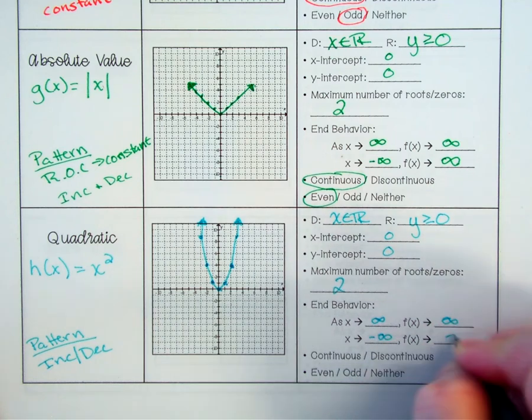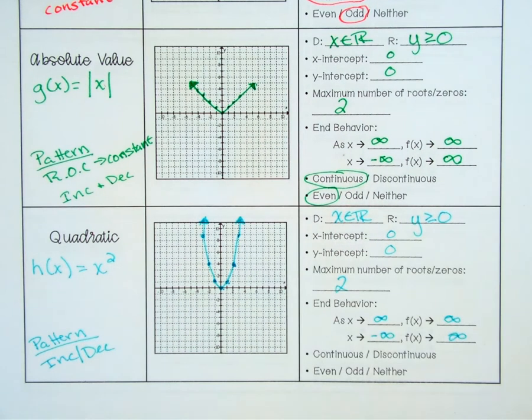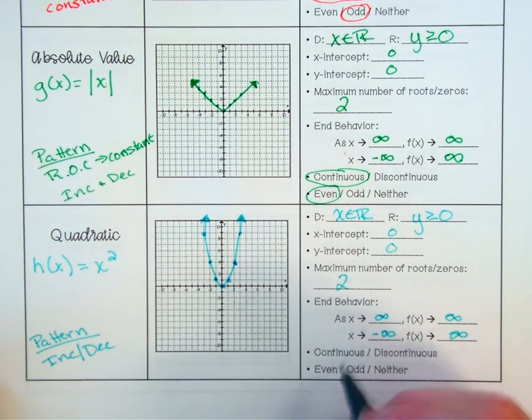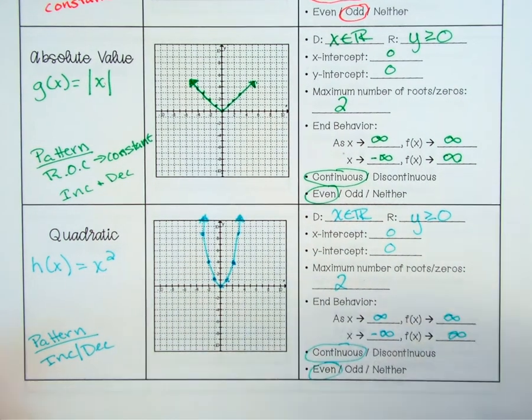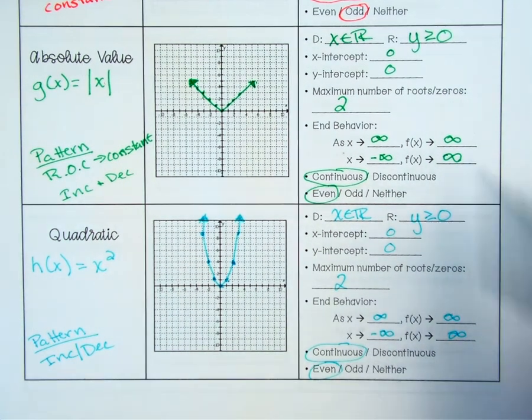And end behaviors are both going positive, so very similar again to the absolute value. So it's the rate of change that you have to look at for those to be able to tell the difference, because again, your characteristics look the same, so you have to look at the pattern. How is it changing? That's how you're going to actually be able to get the difference between them.